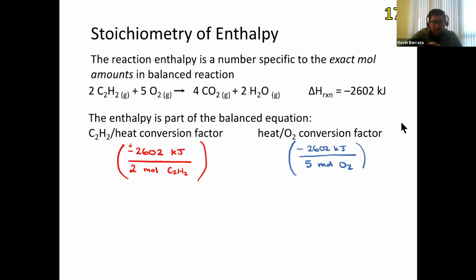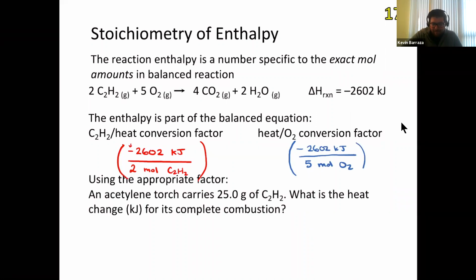After this, stoichiometry problems become the same thing again. So it's still the same kind of issue with the same strategy. There's only one slight kind of difference we have when we do a question like this. An acetylene torch carries 25 grams of C2H2. This is acetylene. What is the heat change in kilojoules for its complete combustion?